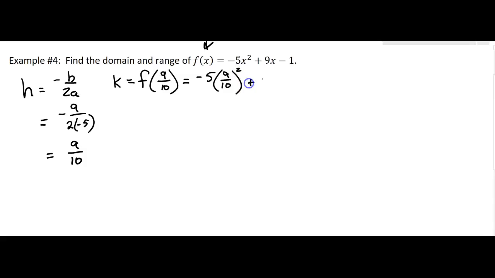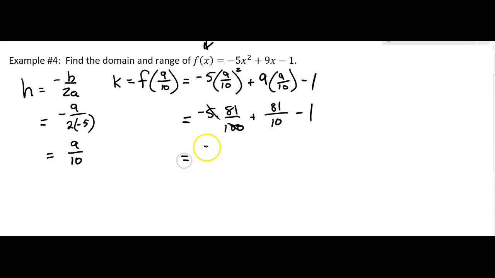They didn't give us an easy one, did they? Plus 9 times 9 over 10 minus 1. All right, so negative 5 times 81 over 100 plus 81 over 10 minus 1. All right, 5 goes into 100, so I'm going to make that a negative 81 over 20.